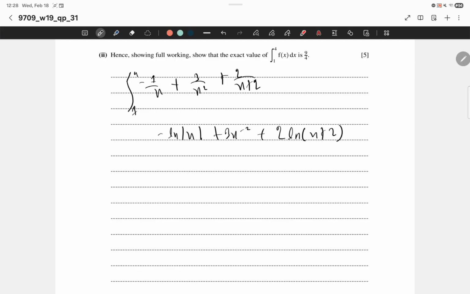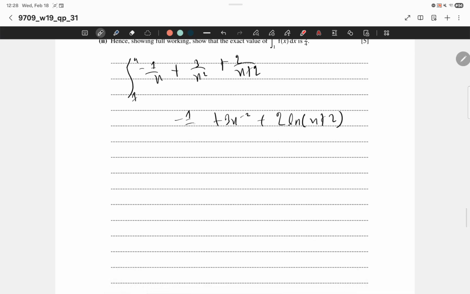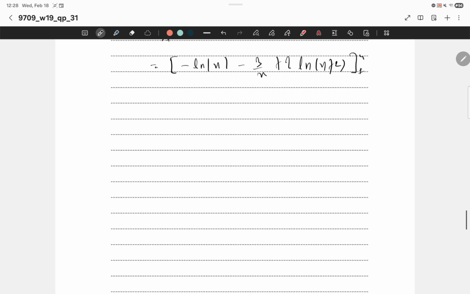Oh no, we are not actually done with the integration. Wait, yeah. So now we integrate negative ln modulus of x plus 3x to the power minus 2. Plus 1 is actually, like, 3x to the power minus 2 plus 1 by minus 2 plus 1 is actually negative 3x to the power minus 1. So just write negative 3x plus 2 ln x plus 2 and we put in the limits. So negative ln 4 minus 3 by 4 plus 2 ln 4 plus 2.